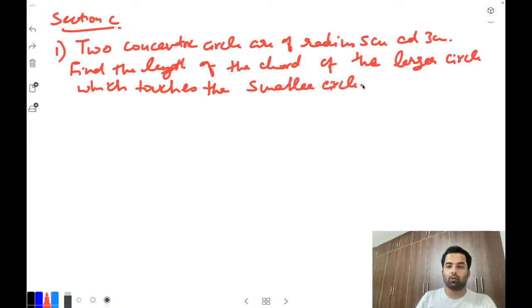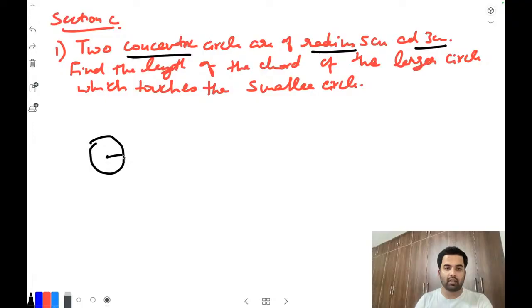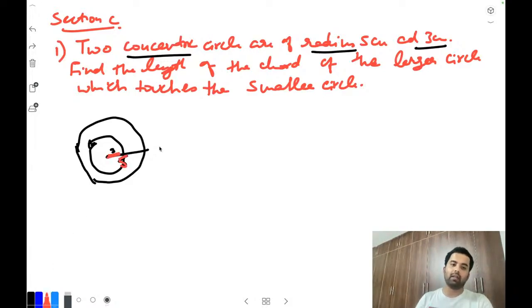In this one, there is no diagram provided, so we will take the help of the question and draw. By reading the question, you can recognize what kind of diagram will come. So obviously we have two concentric circles, radius of 5 and 3. Let me first make the 3 centimeter circle, and from the same center we'll draw the big one. Obviously this diagram is not the exact one, but still just try to figure it out. The small one is 3, the big one is 5.